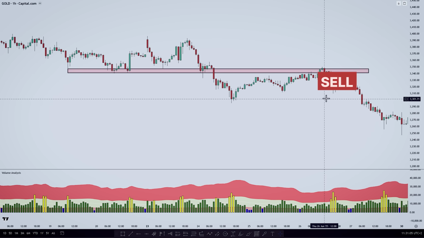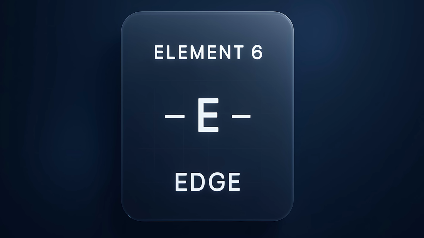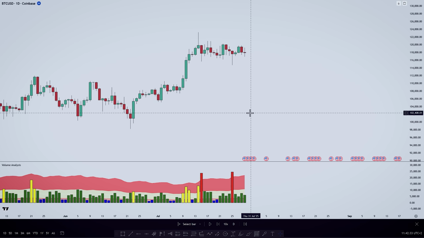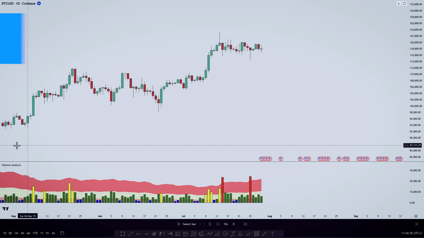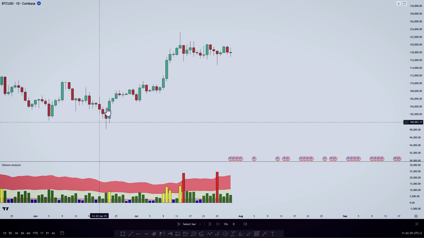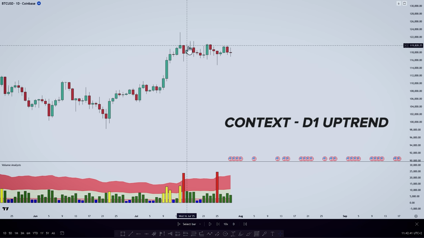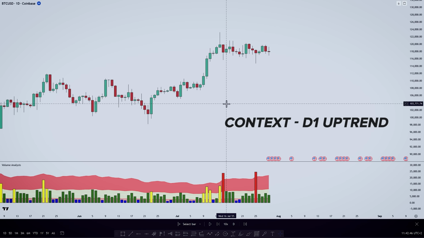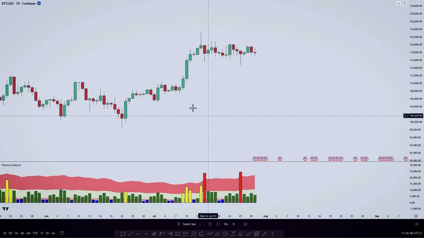Now let's put it all together. Separately, these are just concepts. Together, they're an edge. I'm looking at this chart. Buy or sell. Let's run the framework. First, context. I check the daily. We're in an uptrend. I'm only looking for buys. I'm not shorting this.